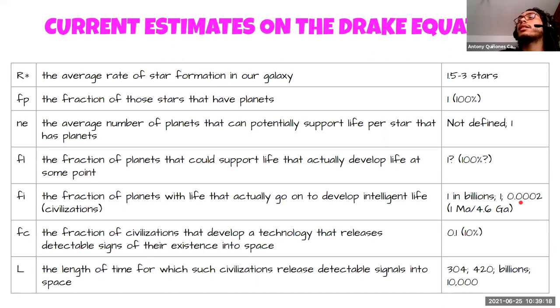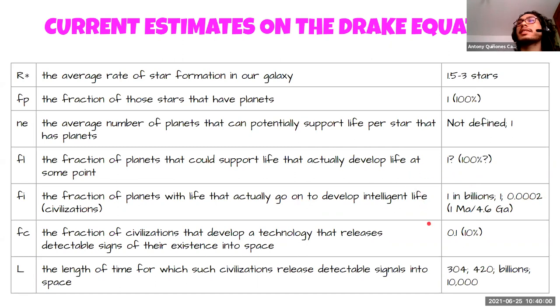And there is another scientist called Pascal Lee, and he took into account the time that it took for intelligent life to emerge. He considered that life emerged 4.6 billion years ago, but civilizations started with Homo erectus 1 million years ago. So maybe the probability for that is 0.0002.